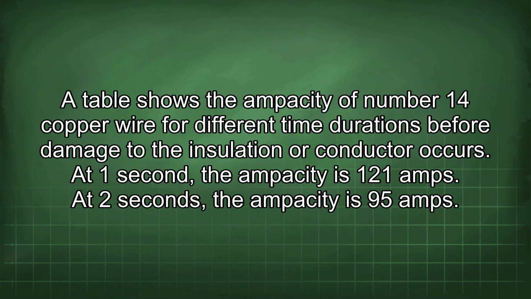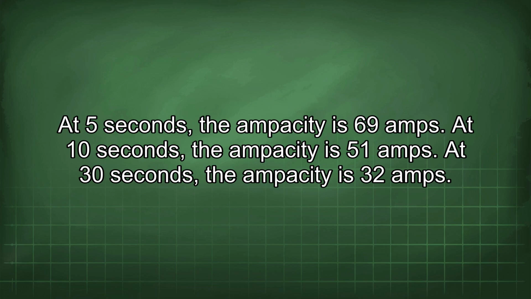The table shows the ampacity of number 14 copper wire for different time durations before damage to the insulation or conductor occurs. At 1 second, the ampacity is 121 amps. At 2 seconds, the ampacity is 95 amps. At 5 seconds, the ampacity is 69 amps. At 10 seconds, the ampacity is 51 amps. At 30 seconds, the ampacity is 32 amps.